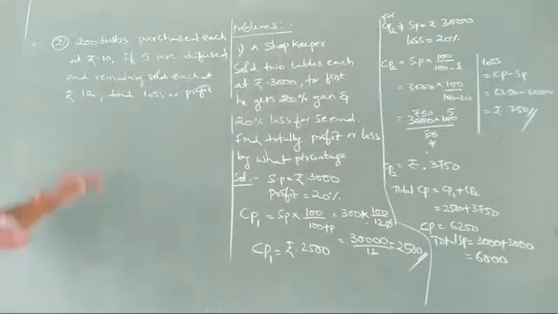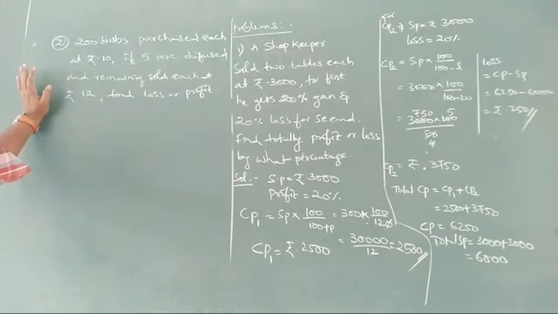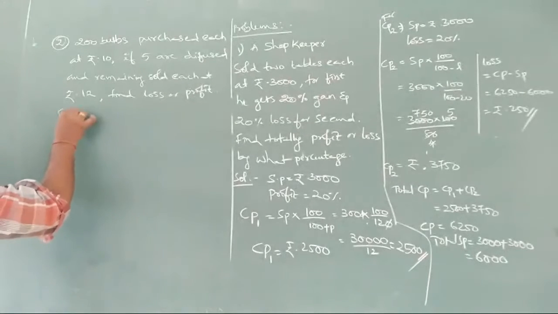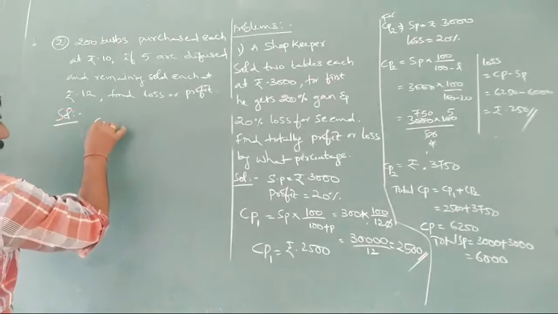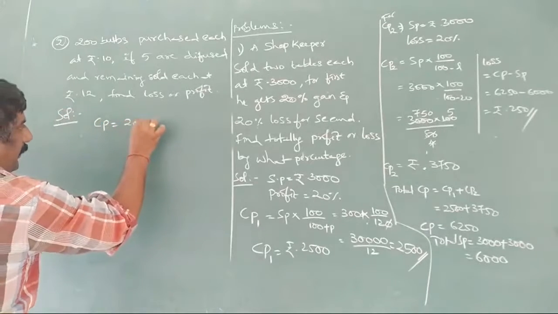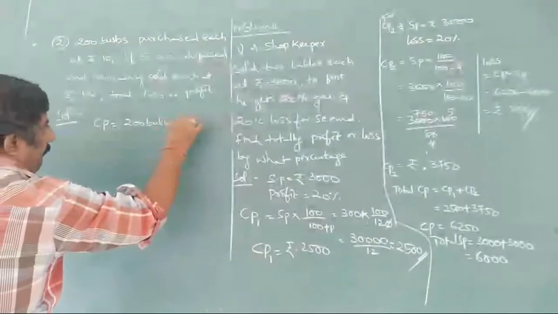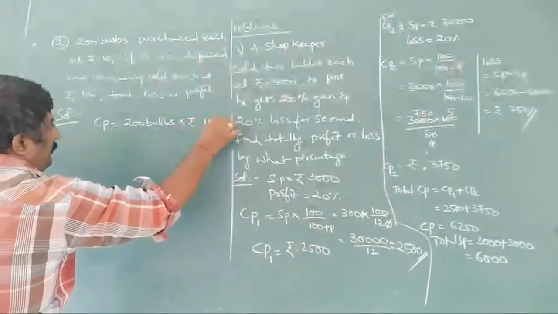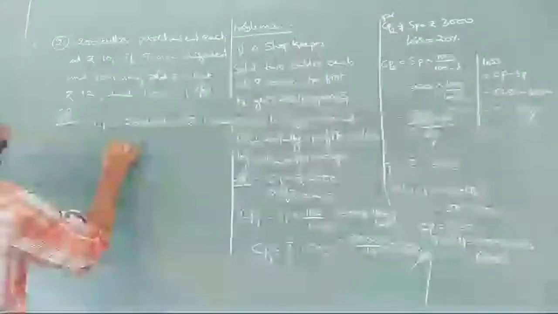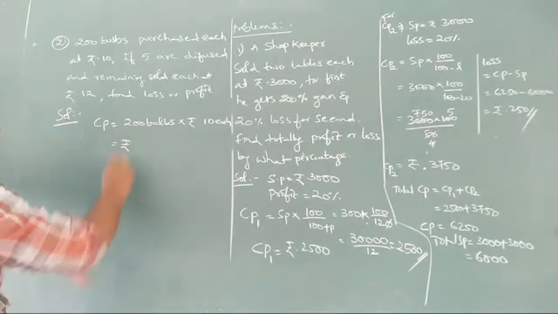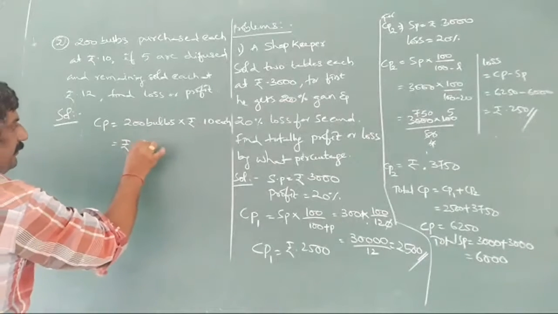What is the next problem we are taking here? 200 bulbs purchased at rupees 10 each. Now, if 5 are diffused, diffused means spoiled, and the remaining sold at rupees 12 each, find whether he is getting loss or profit. CP is nothing but 200 bulbs into rupees 10 each. So how much is it going to be? Rupees 200 into 10, nothing but 2000.